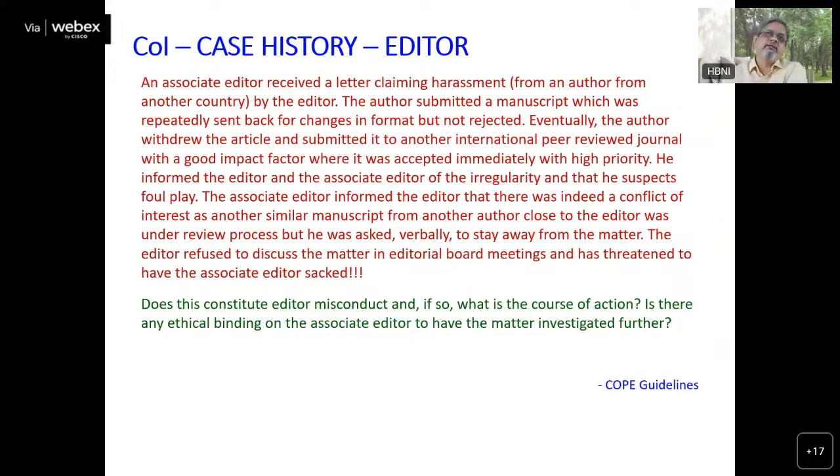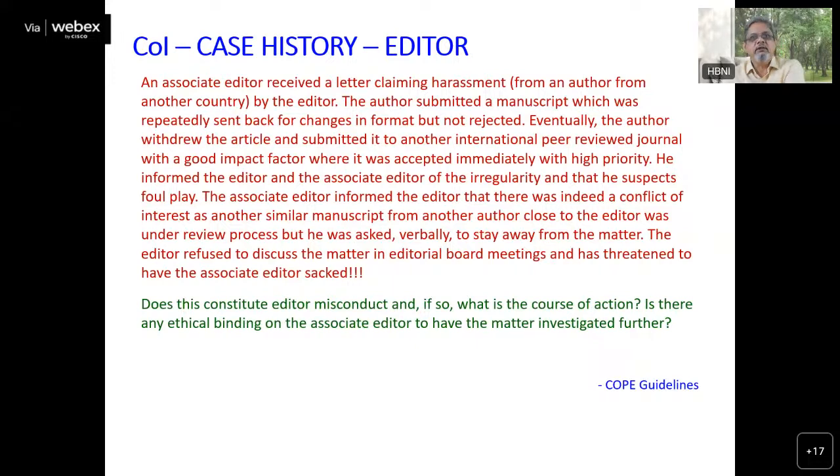Then there was another case where the associate editor, who is lower than the chief editor, received a letter claiming harassment from an author, that the editor of that journal was harassing him. The author had submitted a manuscript which was repeatedly sent back for changes in format, but not rejected. And eventually the author withdrew the article and submitted it to some other journal with a good impact factor, and it was accepted immediately with high priority. So then he informed the editor and the associate editor of this irregularity, and he suspects some foul play.